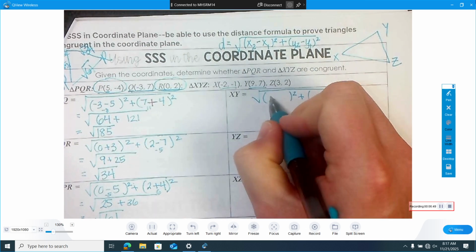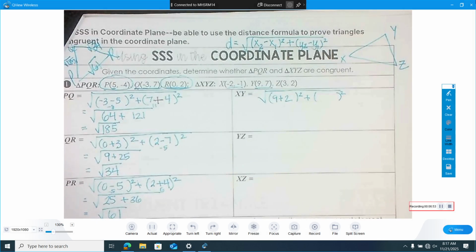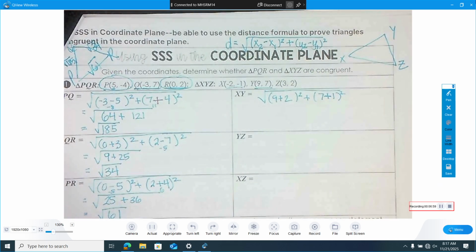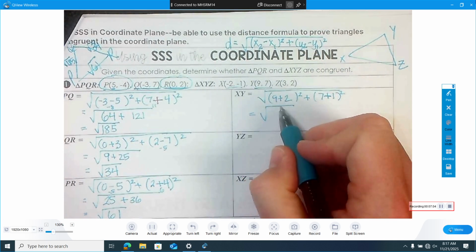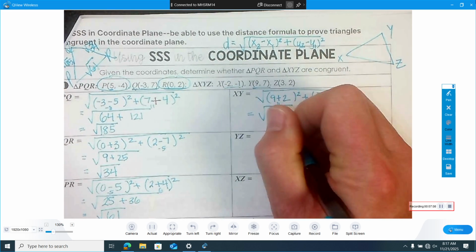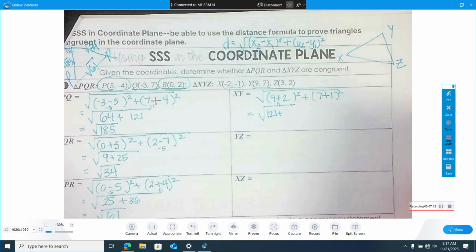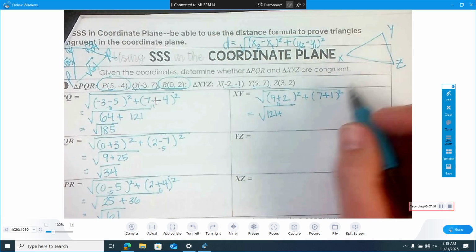All right, we got 9 minus a negative 2, which becomes 9 plus 2. And we have 7 minus a negative 1, which becomes 7 plus 1. All right, we have 11 squared, which is 121. 11 times 11? Not 11 times 2? Right?